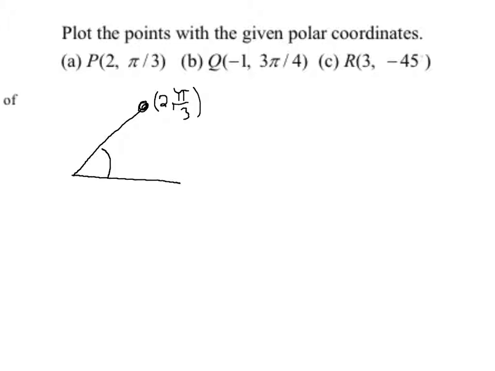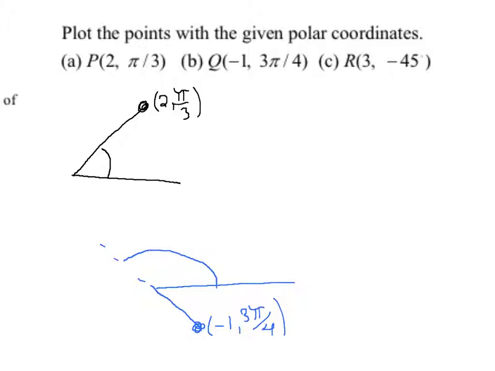Now 3 pi over 4, negative 1. So again, draw the polar axis. If I move 3 pi over 4, I'm going to be over here. But see how it says negative 1? That means you got to go this way. So that's negative 1 comma 3 pi over 4. Normally the positive would have it going up, but since it's the negative here, you have it going down.